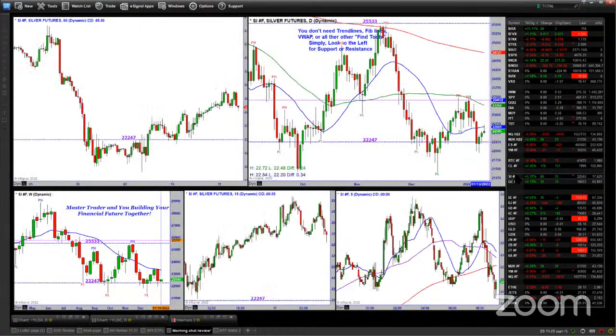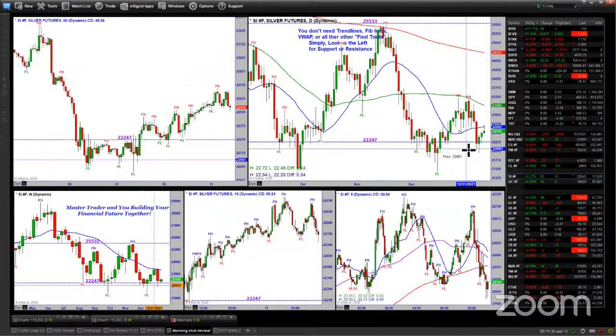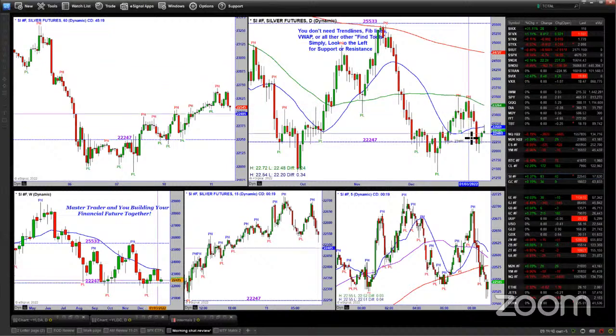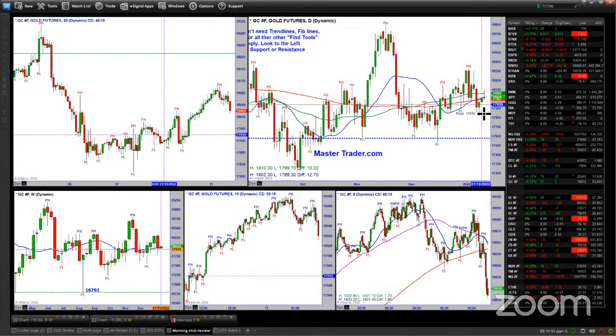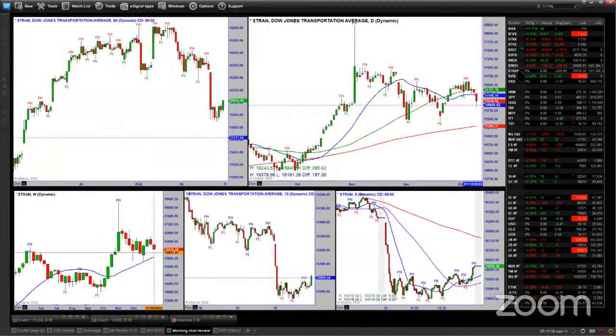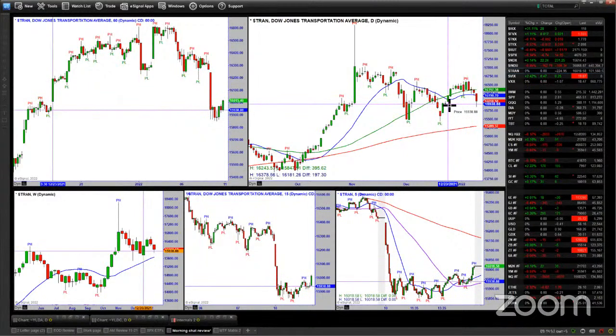Silver, the market's been really erratic, and this has not escaped any of that, up, down. And gold has been the same, very erratic. Transports, holding up relatively well, but pretty messy.